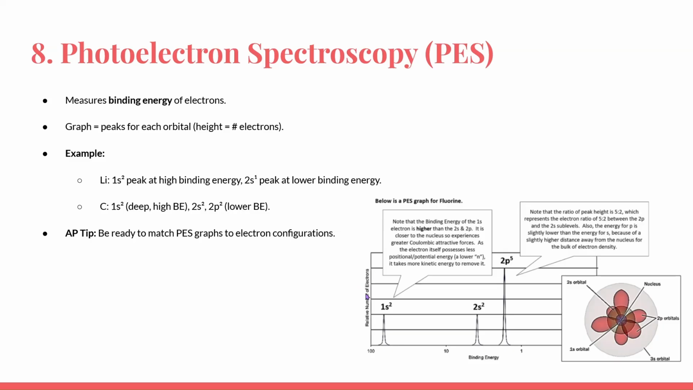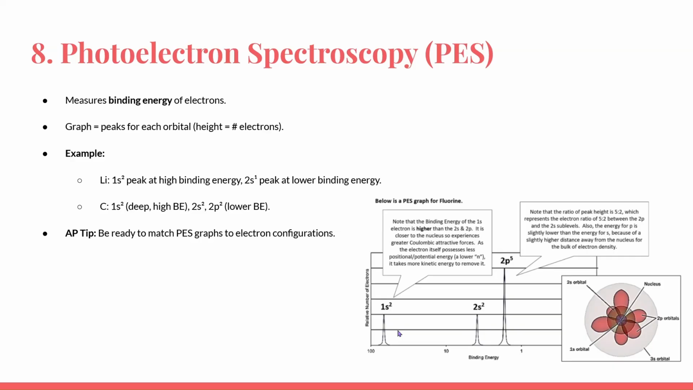As you can see here, the 1s2 electrons have a really high binding energy, and that's because they're the closest to the nucleus, so there's a lot of attraction. The 2s2 has less binding energy than the 1s2 electrons, because they're further away from the nucleus. And same here for 2p5. There's less binding energy because they're even further away from the nucleus, and so there's less attraction.